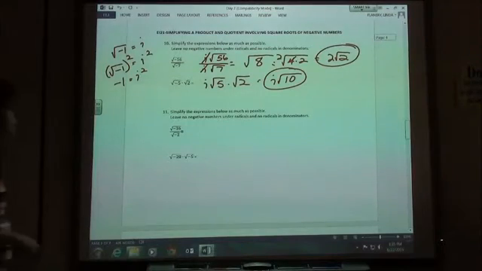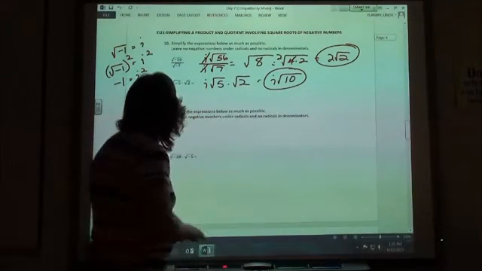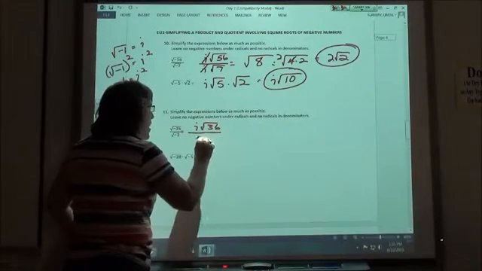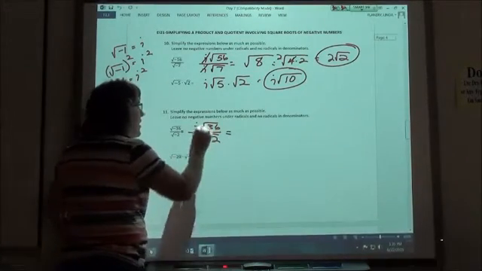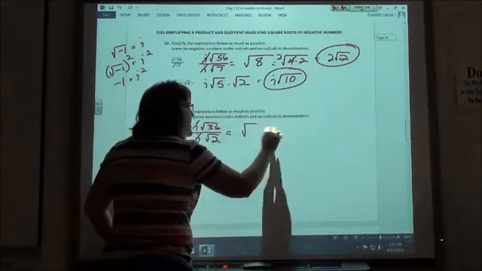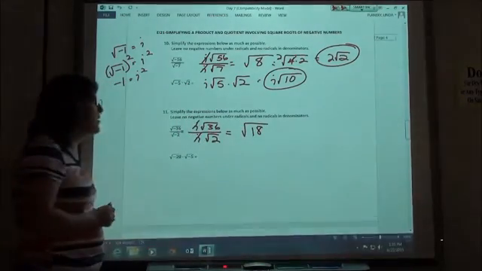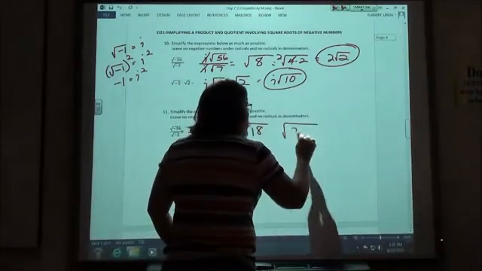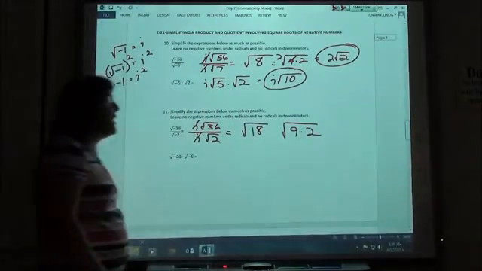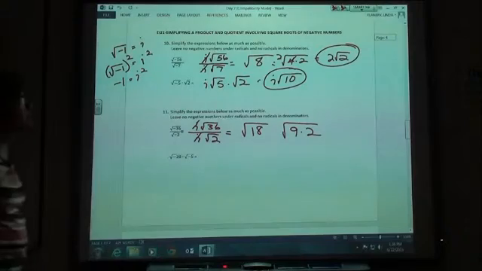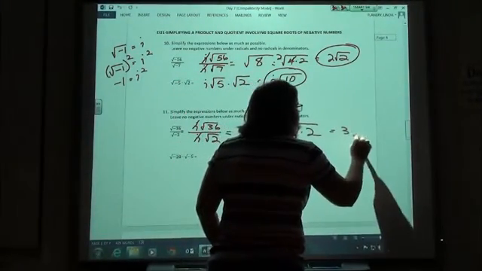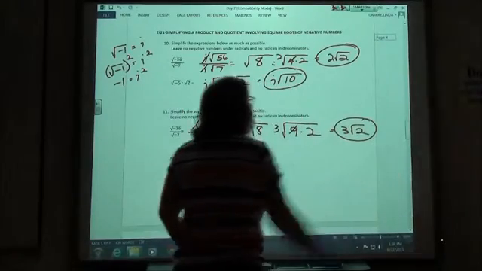Number 11 then, if I'm going to simplify that, same kind of thing, I would have i square root of 36 over i square root of 2. The i's are going to cancel. 36 divided by 2 gives me the square root of 18. I want to simplify my radical expression. 9 times 2 is 18, 9 being the biggest perfect square that divides into 18, and so I'm going to end up with 3 square root of 2.